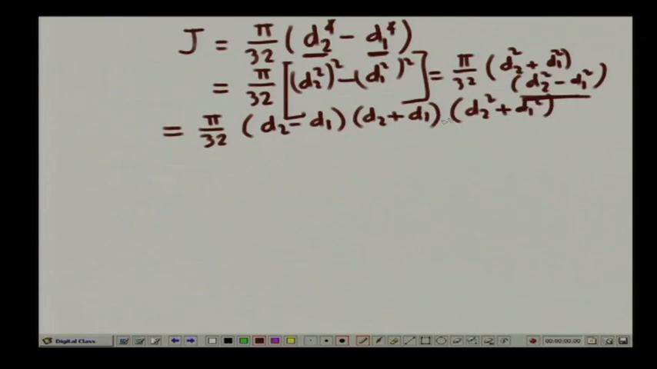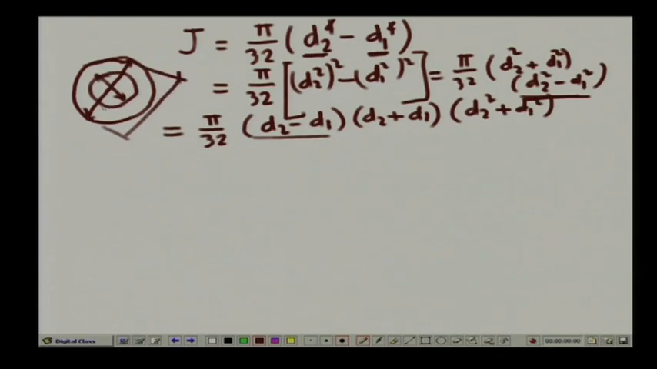Now, d2 minus d1, as you can visualize, when we have the tubular form, the outer diameter is d2 and the inner diameter is d1. So, from d2 if we subtract d1, we are left with two thicknesses. If t is the thickness of the tube, we can write this as twice t.